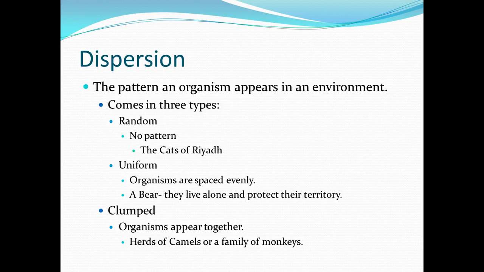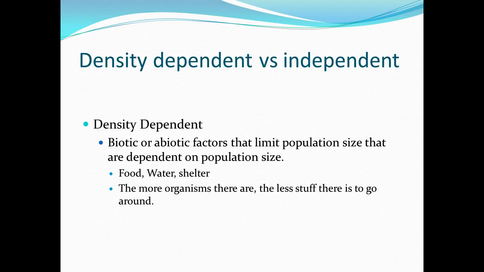The last one is called clumped. These are just organisms that appear together. Any kind of herd organism is this way, and organisms that arrange themselves in families. So some good examples I heard in class were things like camels, monkeys, ants, humans are all good examples of clumped organisms.